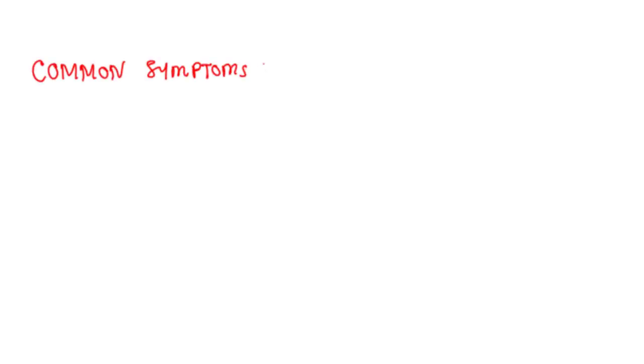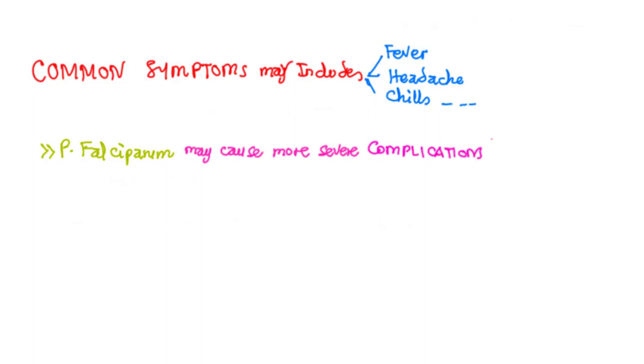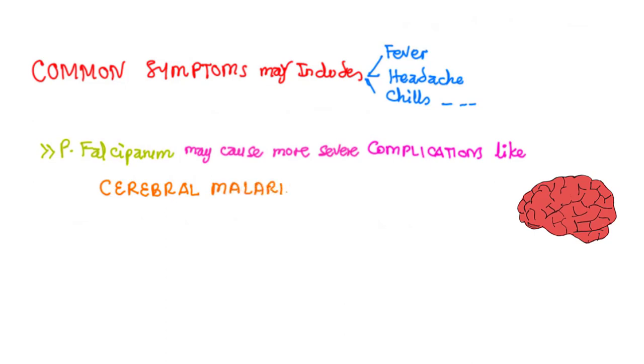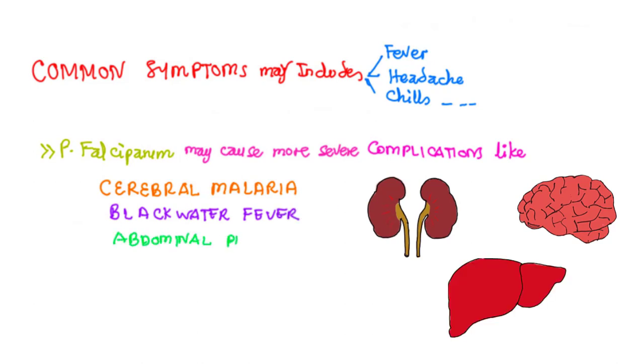Patients with malaria may present with a wide variety of symptoms. The commonest symptoms include fever, chills, and headache. Some Plasmodium species, like Plasmodium falciparum, may happen to cause more severe complications, resulting in cerebral malaria by affecting the brain, blackwater fever by affecting the kidneys, and abdominal pain, jaundice, and diarrhea by affecting the liver.